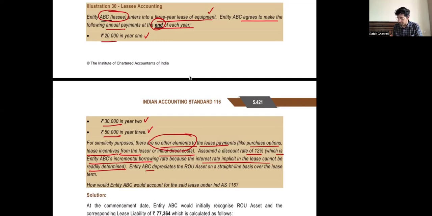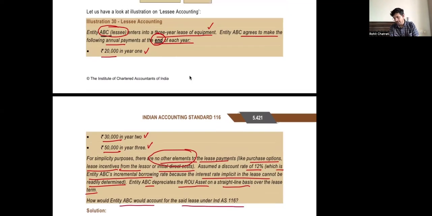Entity ABC depreciates the ROU asset on a straight line basis over the lease term. How would entity ABC account for the said lease under Ind AS 116? Now, this is accounting in the books of lessee. The heading also said lessee accounting. This is accounting in the books of ABC Limited.